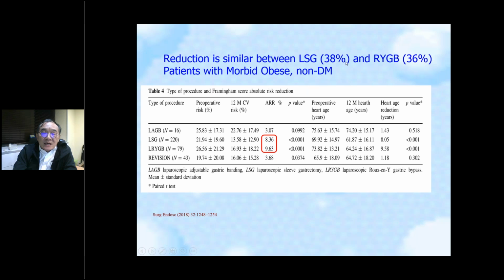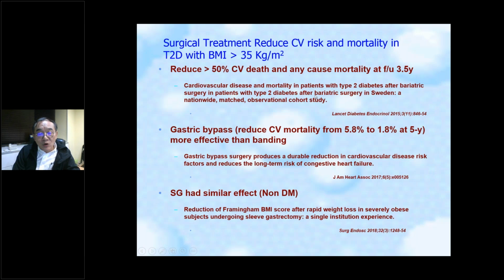And the risk reduction is around 40%. I think we can remember this figure is similar to the data from the SOS study. So for bariatric surgery for morbid obesity, we can expect a 40% reduction of CVD risk. Then recently, there are more papers on morbidly obese patients with diabetes. In this group of patients, I think the reduction will be more significant.